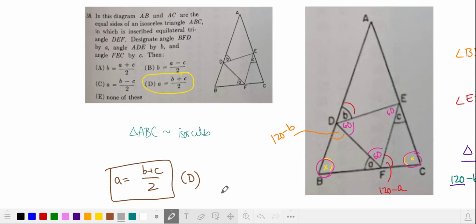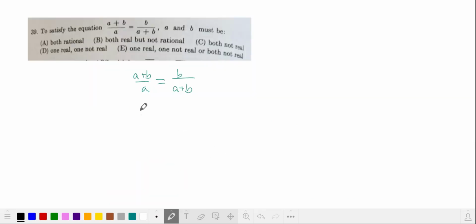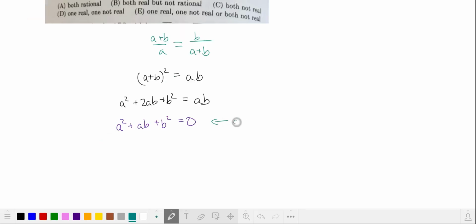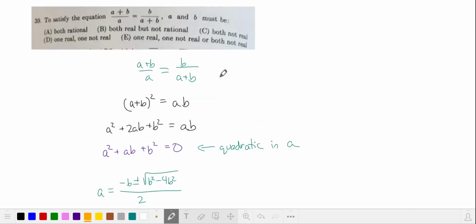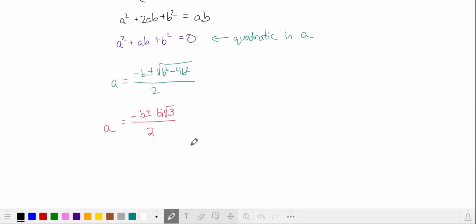Let's go to the next final 5, problem number 39. Let's multiply by the denominators to get rid of the fractions and expand the left-hand side. Subtract ab. We can read this as a quadratic in a, so we'll solve this using the quadratic formula. Our answer choices offer combinations of real or rational solutions. So let's see what happens when b is a real number.